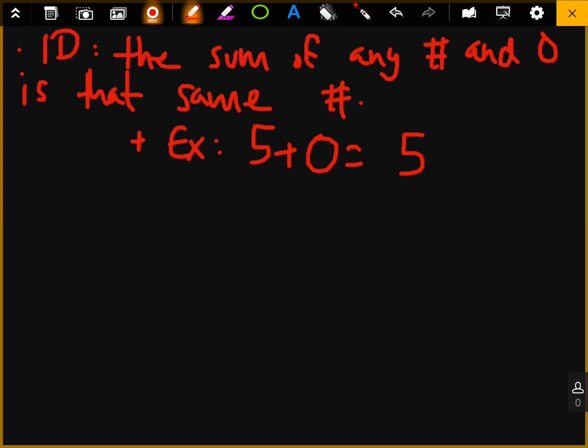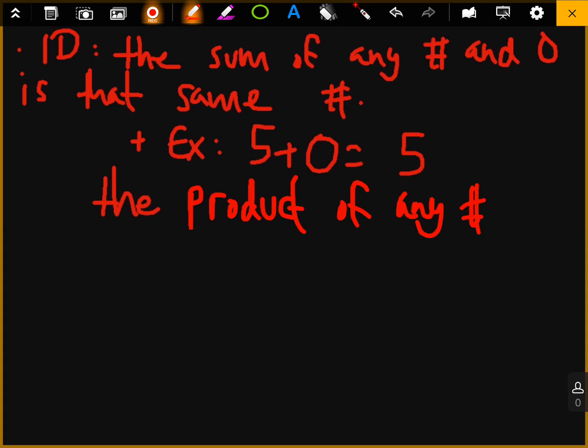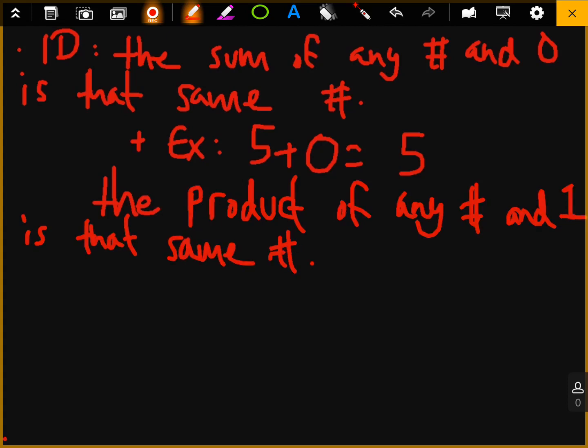For multiplication, it's saying the product of any number, and product is the answer you get when you multiply. Same with sum. Sum is the answer you get when you add, okay? The product of any number and 1 is that same number. Any number times 1 equals the same exact number.